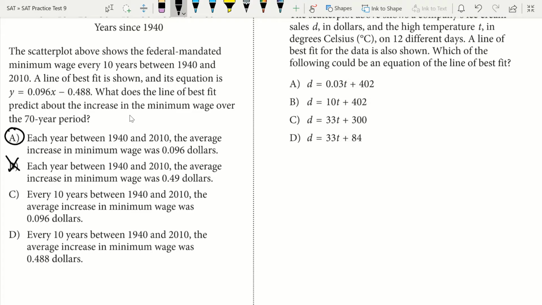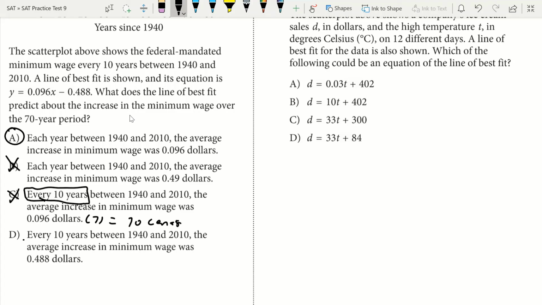See, every 10 years between 1940 and 2010, the average increase in minimum wage was $0.096. Here's why this is wrong. This "every 10 years" messes it up. Because if we think about it, 70 years later, that would just be 0.096 times 7, which would only be about 70 cents, right? And that's not how much it increased. It increased by more like $7 or $6, right?